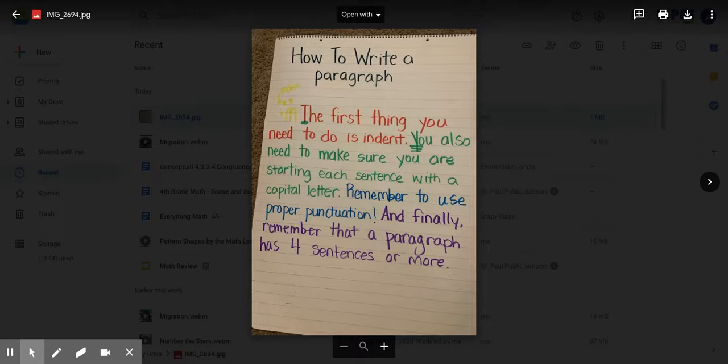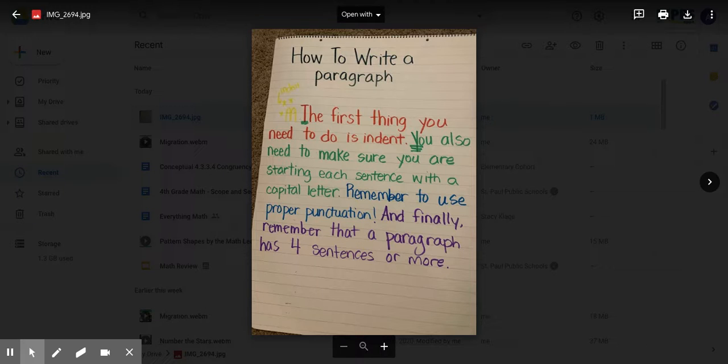Hey guys, so today I'm going to do a little review on how to write a paragraph. Now, when we all left each other back on March 9th, we had just finished our second week of how to properly write a paragraph. And Miss Mackey and I were talking and we thought about this distant learning thing and what's the biggest bang for our buck? What do you guys need the most?